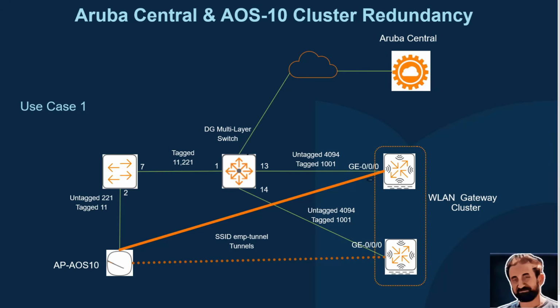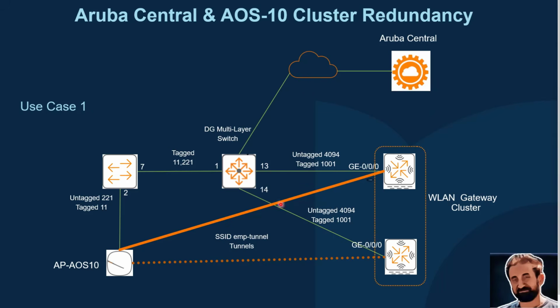So today's video will be about Aruba OS 10 and cluster redundancy. That's use case 1. We're going to have 2 use cases. Basically what we have here is the access point and the 2 mobility gateways. These 2 mobility gateways belong to one cluster.